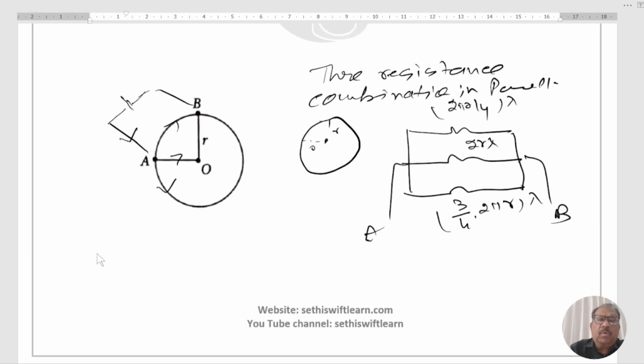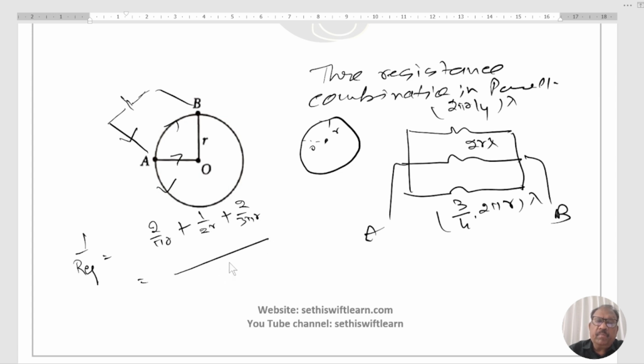So R_AB will be equal to, 1 upon R equivalent will be equal to, we will multiply by lambda later, 1 upon R, which is 2 upon pi R, plus 1 upon 2R, plus, the 2 cancels, 2 upon 3 pi R.